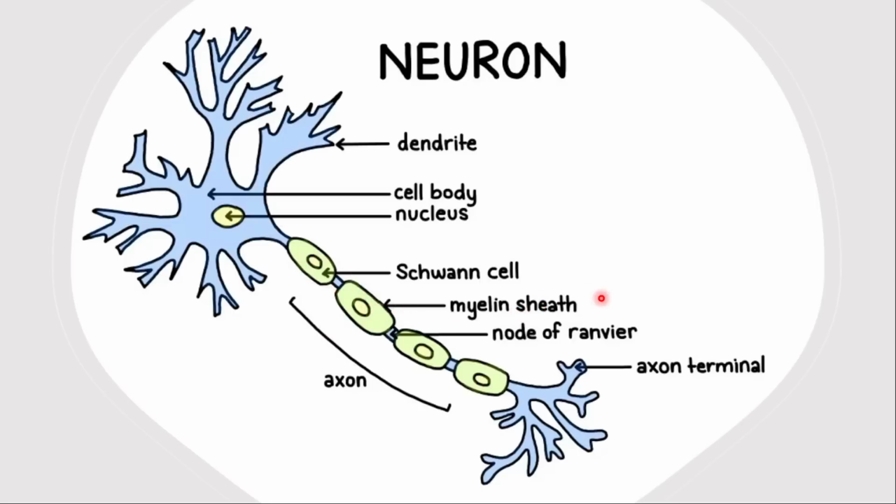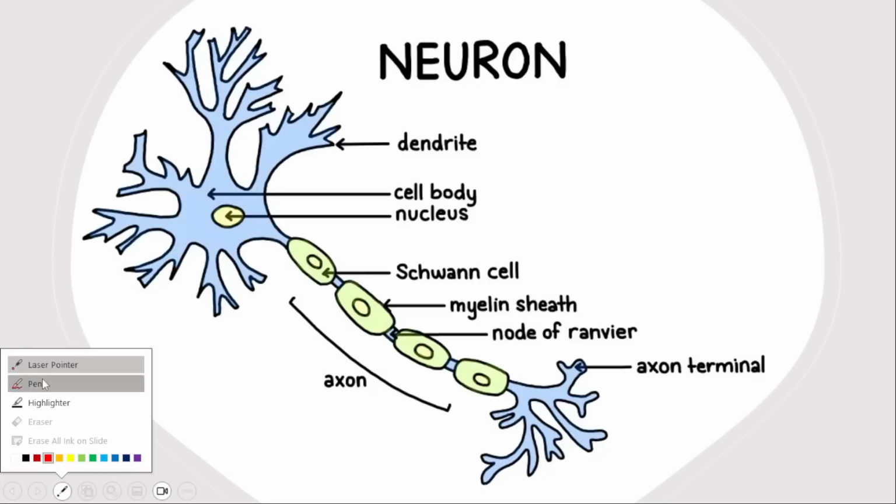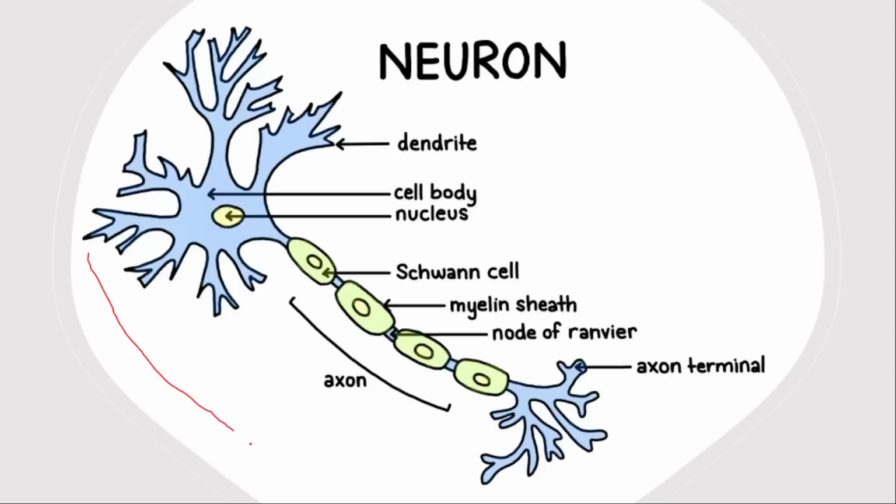That's for insulation and to speed up the mode of transmission of impulses. You also have, between two Schwann cells, the node of Ranvier. All right. We also have axon terminal, or what they call nerve endings. All right. And what to note also is that impulse will travel from the dendrites always. The dendrites pick up impulse and transmit it towards the nerve endings.